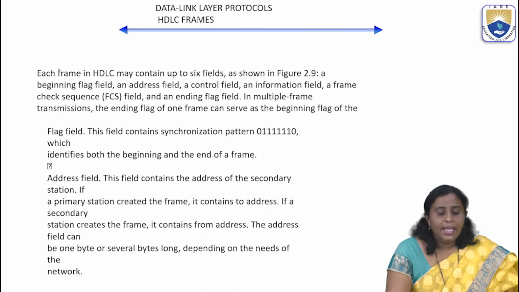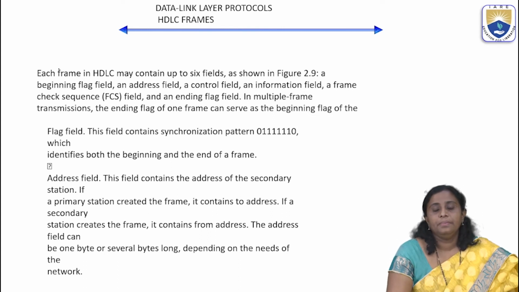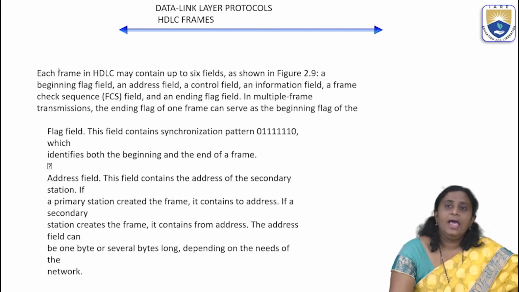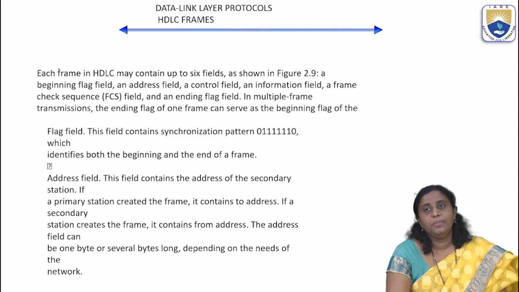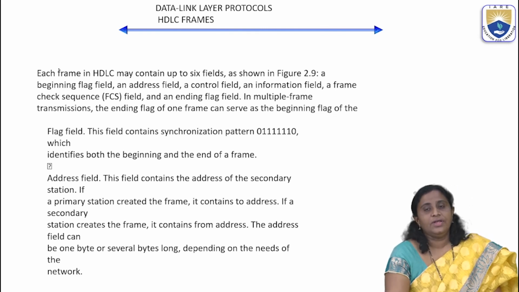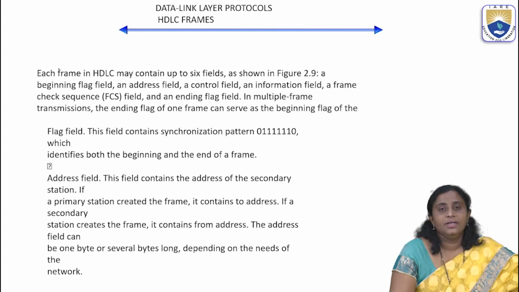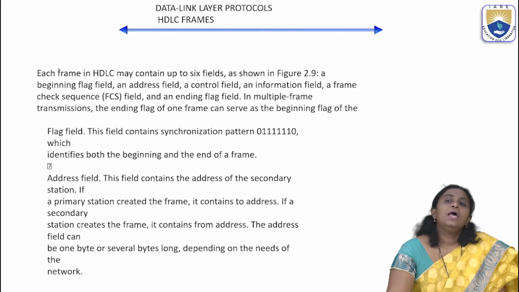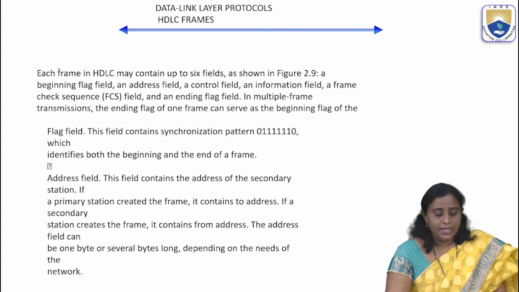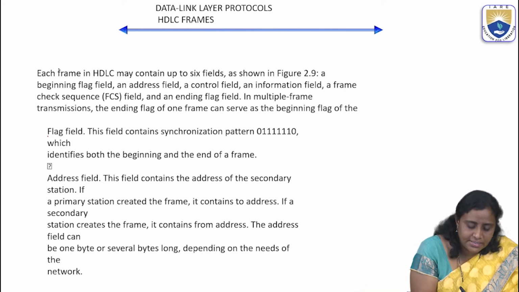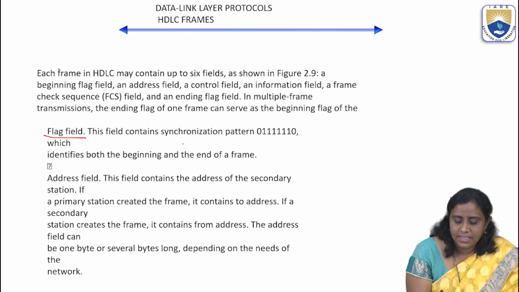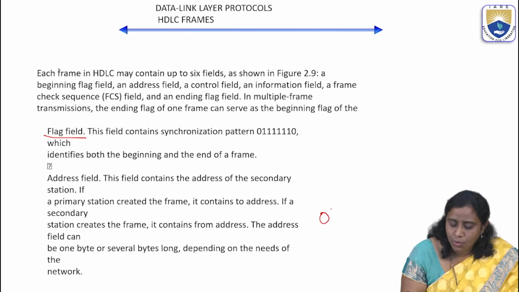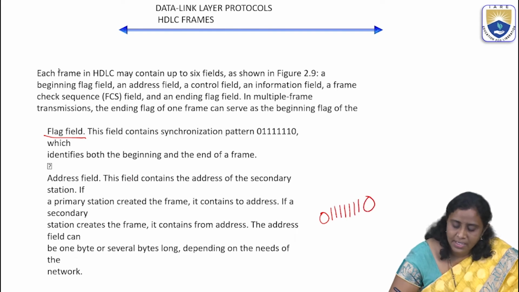Each frame in HDLC may contain up to six fields: a beginning flag field, an address field, a control field, an information field, a frame check sequence FCS field, and an ending flag field. In multiple frame transmissions, the ending flag of one frame can serve as the beginning flag of the next frame. The first one is the flag field. This field contains a synchronization pattern like 01111110, which identifies both the beginning and the end of the frame.